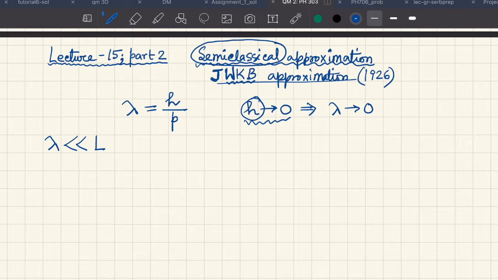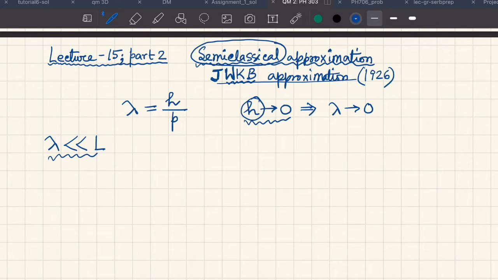But if you look at it from the mathematical point of view, it's just the fact that h going to 0 makes your lambda smaller and smaller, and thereby at some point this lambda will become comparable to the length scale that is there in the particular physical problem that you are trying to solve, and thereby your quantum effects might come out.